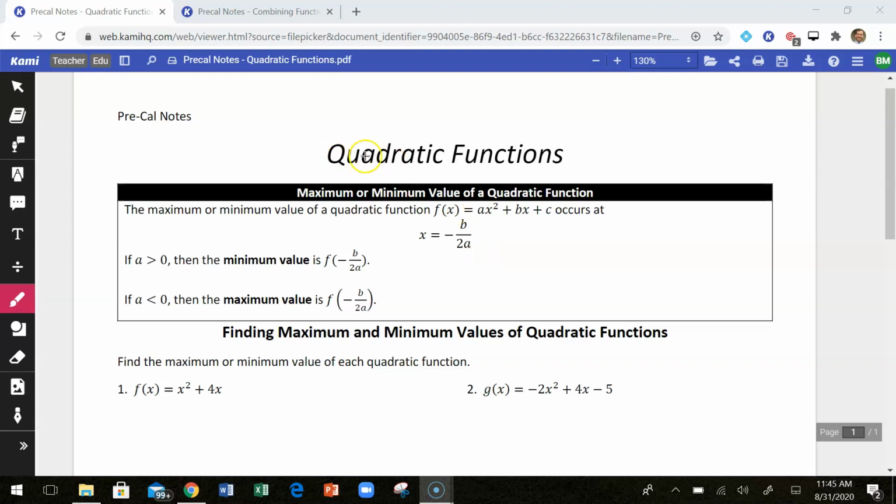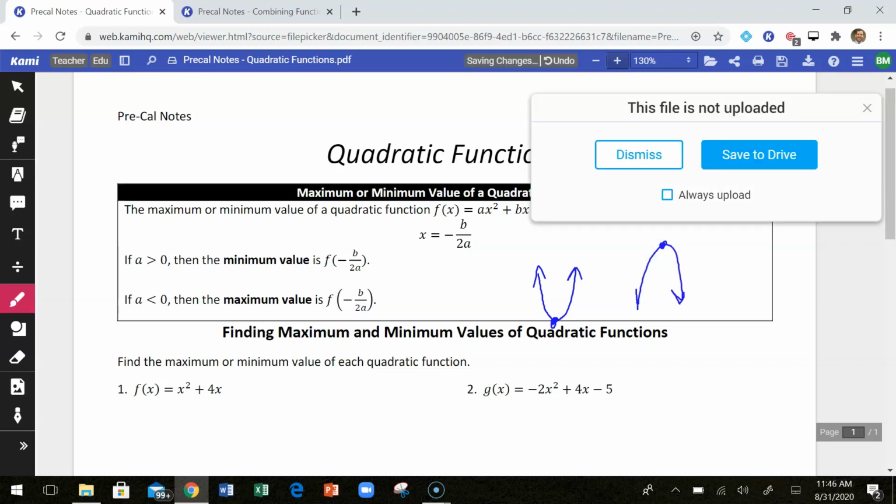Okay, let's talk about quadratic functions. So quadratic functions, when graphed, will give you parabolas. Each parabola will have either a maximum or a minimum value. It will not have both. Think about it this way: if the parabola goes up, then we're going to have a minimum value, and if the parabola goes down, then we're going to have a maximum value.